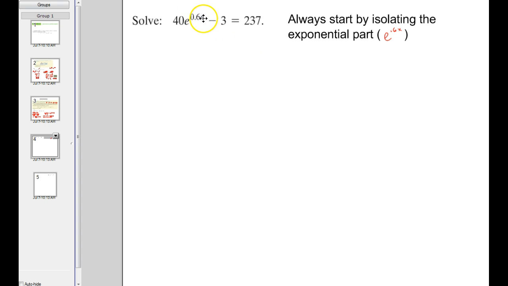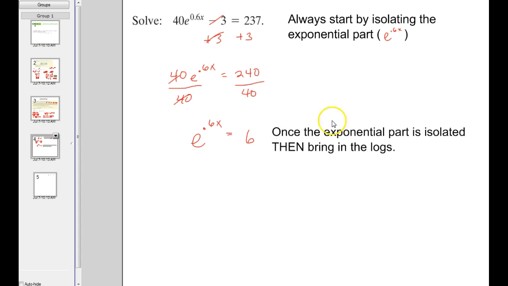Alright, here's another example. This one, we got the x in the exponent that we're solving for, so that's an exponential equation. And remember, we always are going to start these by isolating the exponential part. So this e to the 0.6x is exponential. This other stuff, the 40 and the 3, I'm going to move over to the other side to get the exponential part by itself. Alright, so I add the 3 over, I get 40e to the 0.6x equals 240, divide both sides by 40, that gives me e to the 0.6x equals 6. Okay, this is what I mean by the exponential part being isolated. Right, that's when we're going to bring in the logs, once the exponential part's isolated.